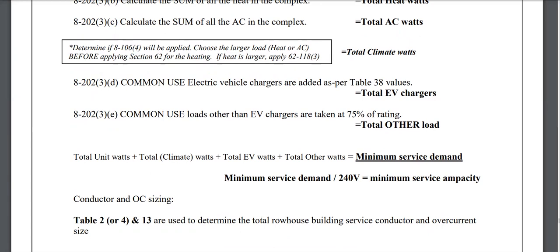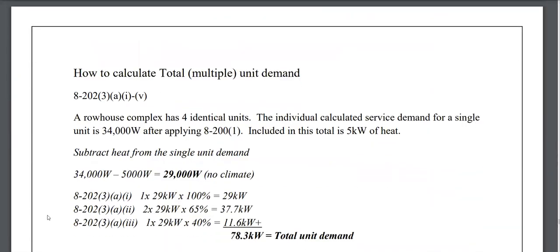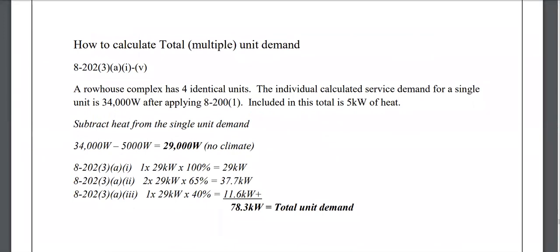Now let's take a look at that dwelling load calculation I referred to earlier that had to do with removing the heat from the load. So total multiple unit demand, 82023A, item I to V. So let's say we have a row house complex with 4 units.